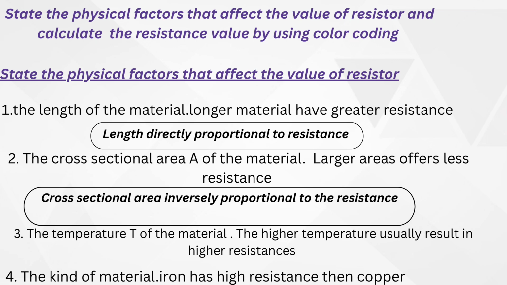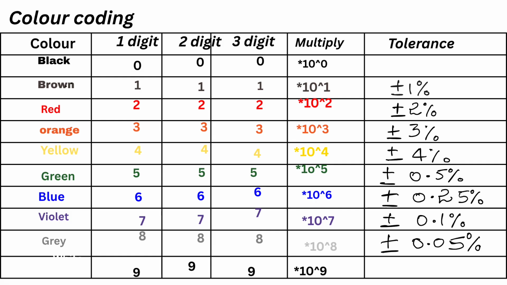Now we'll see how to find out the resistance value by using the color coding. There are different types of methods to find out the resistance value, and color coding is one of the methods. When we observe a resistor, there are different types of colors printed on it. Based upon those colors only, we are going to find the resistance value of that particular resistor.